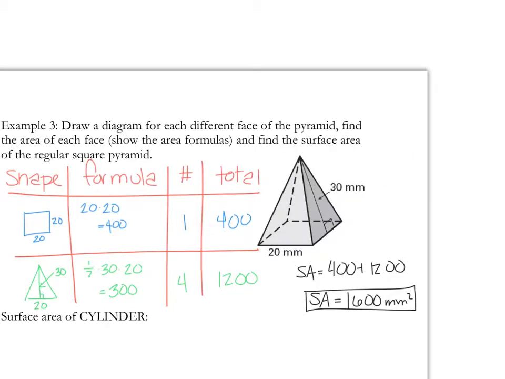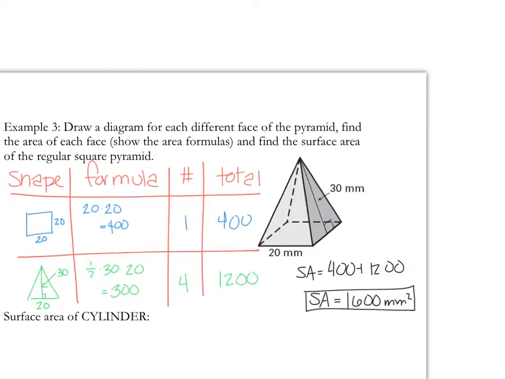Alright, so here is your answer, 1600. We have one 20 by 20 square, which is 400, and then each triangle is 1/2 times 30 by 20. Your height is 30, so we didn't need to do Pythagorean theorem in this case, because you already have your slant height. So it was just 300 times 4 is 1200, so our total is 1600.